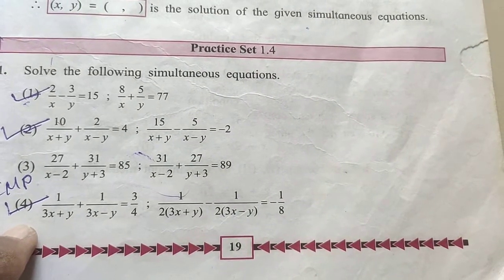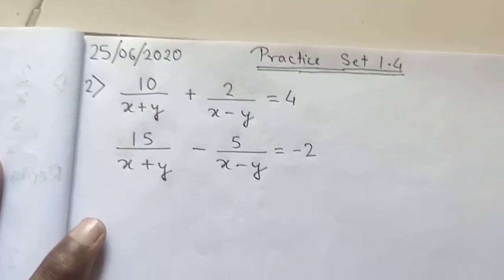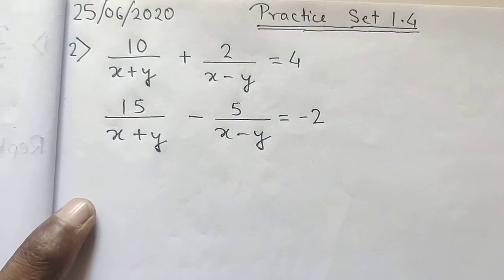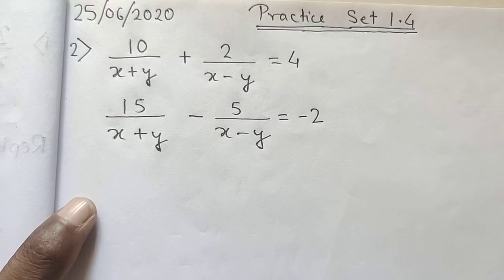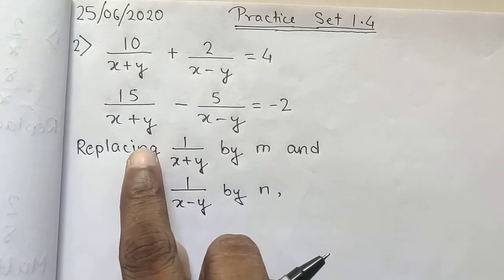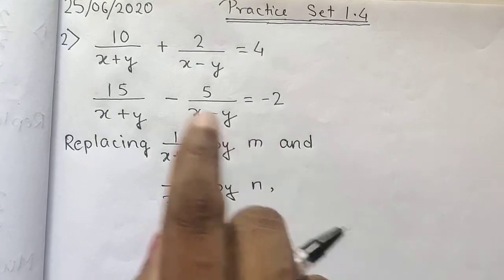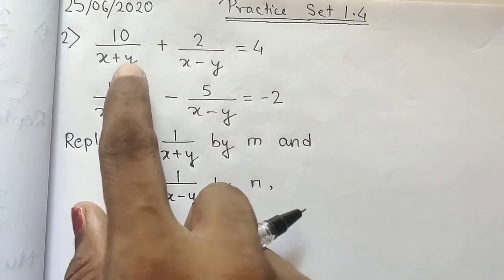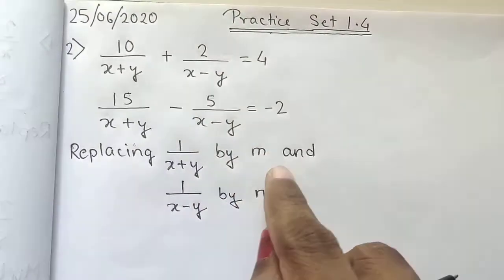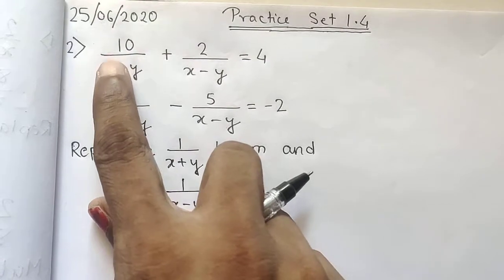Now let us solve the second question. Already I have written the second question. You can see practice set 1.4 second question. Let us solve this. Our first step is replacing 1 upon x plus y by m, which is there in the first term, and 1 upon x minus y by n. So we are going to replace this denominator by m.